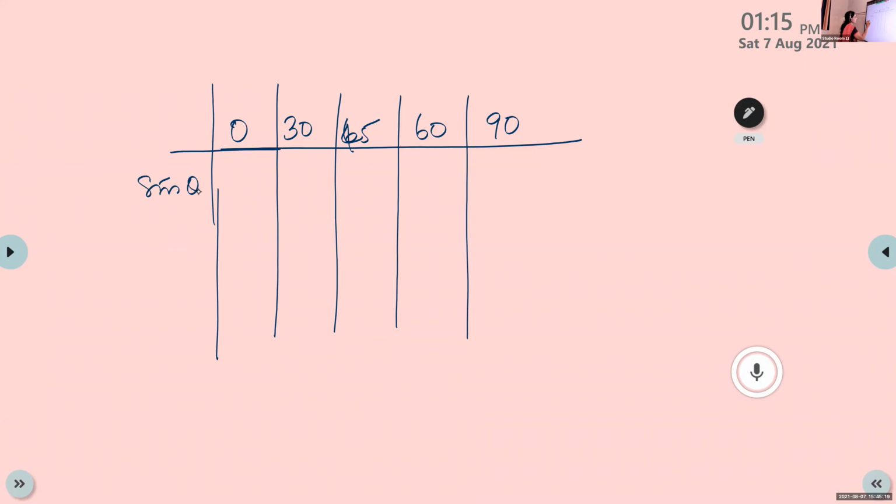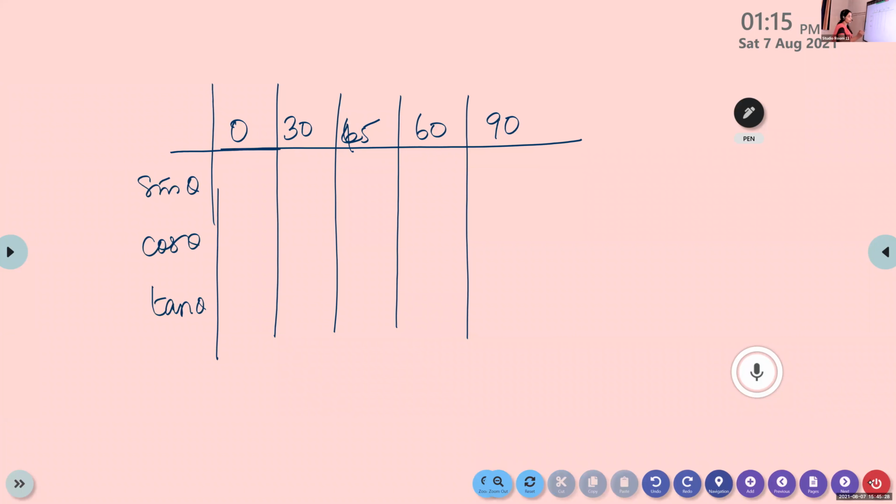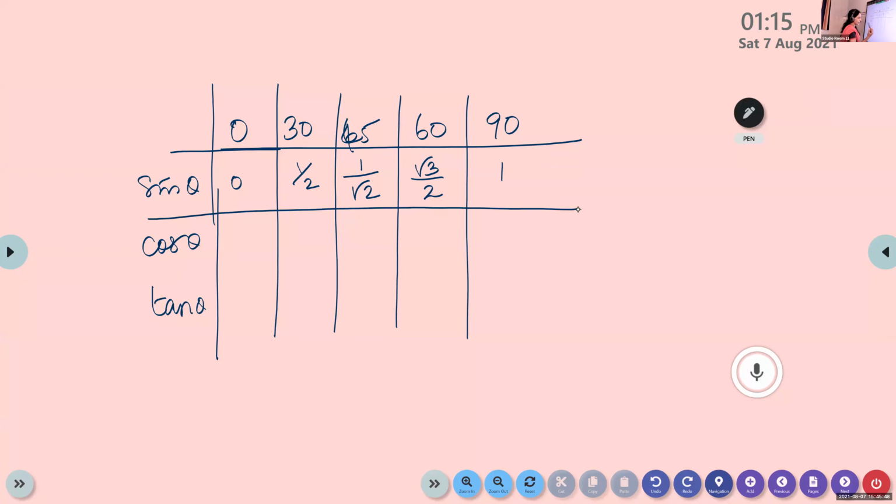Sine theta, cos theta, tan theta. What is sine 0? 0. Sine 30? 1 by 2. Sine 45? 1 by root 2. Sine 60? Root 3 by 2. Sine 90 is 1. Prajot, you learned all those values, Tarav? Yes, ma'am. Very good. If you learn it, you'll be able to do the problems.